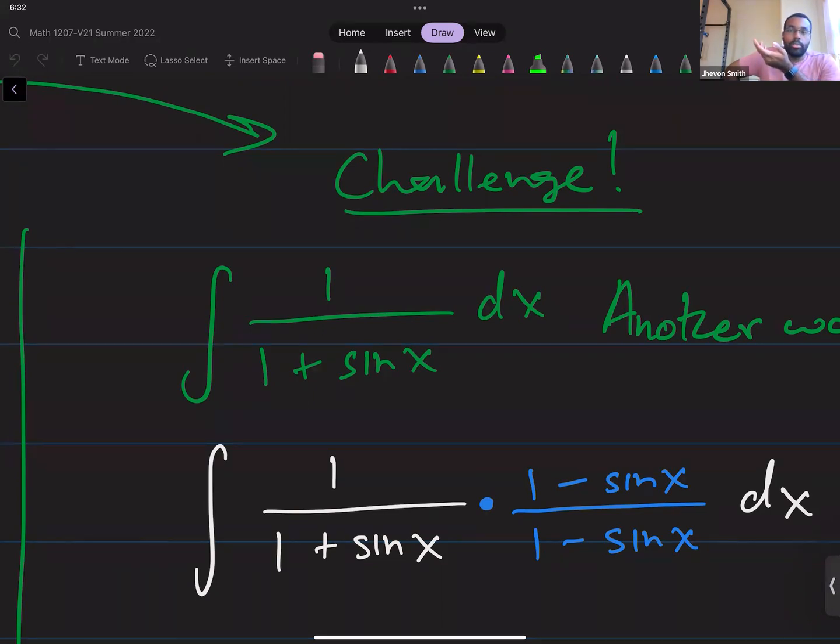Right, it's not a rational function. It's not a ratio of polynomials. The moment there's a trig function in it, partial fractions can't work. Not unless you do a substitution to get rid of them, right?